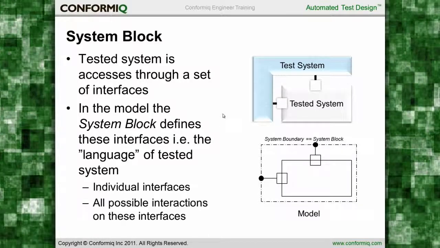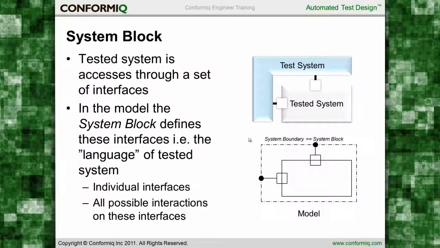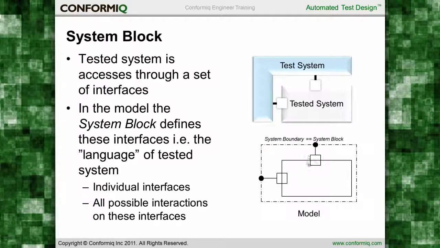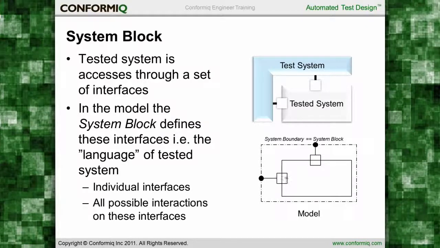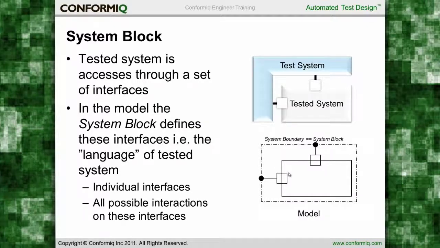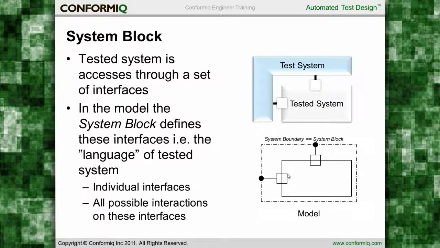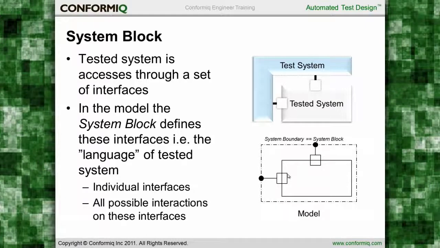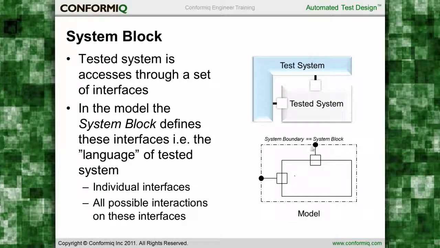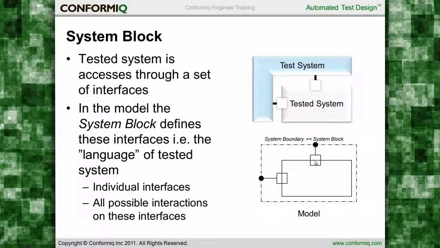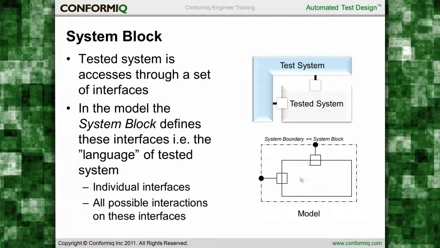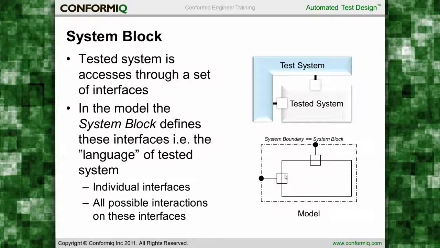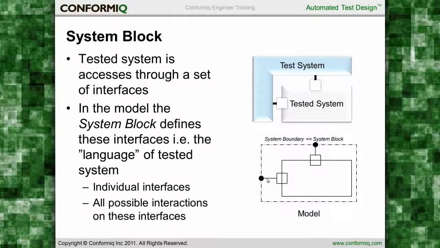So the system block defines the individual interfaces of the system. Here we see two interfaces, one on the top and one here on the left. And then it also defines all the possible interactions on these interfaces. You could have one incoming interaction on this interface, two outgoing, and then maybe three incoming here and two outgoing interactions here.